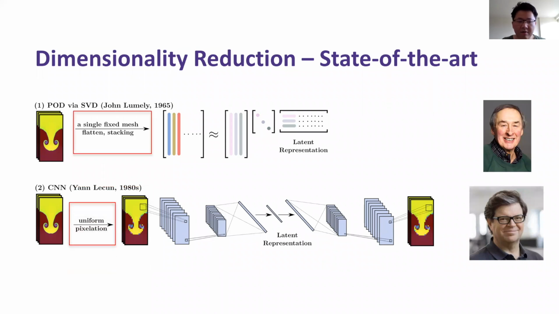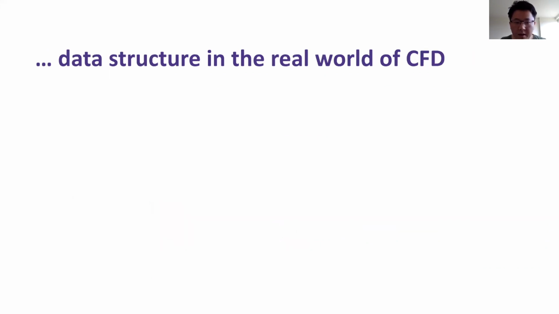However, pay attention to the red graph. That is basically the assumption of those two methods, and that assumption causes them big trouble in applying to realistic data sets, especially in the world of CFD. The data structure in the real world of CFD is actually much more complicated than this.